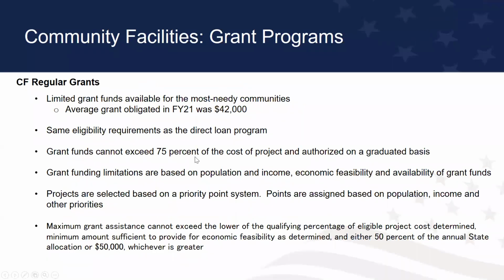Next slide, please. Our community facilities grants in FY21, the average grant was $42,000. I think the average grant ticked up a little bit in FY22. I think it was right around $50,000, if I remember correctly.